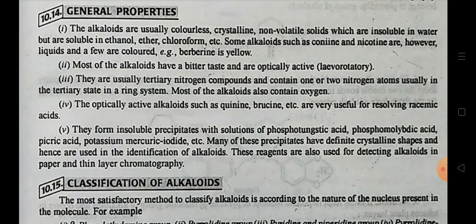They form insoluble precipitate with solution of phosphotungstic acid, phosphomolybdic acid, picric acid, potassium mercury iodide, etc. Many of these precipitates have definite crystalline shape and hence are used in the identification of alkaloids.